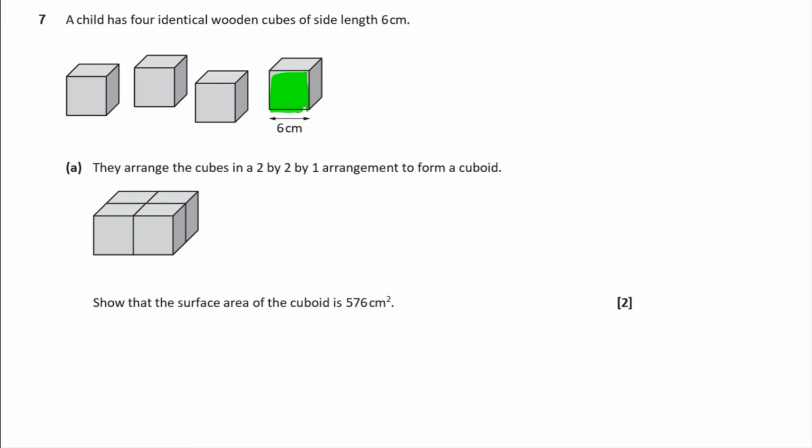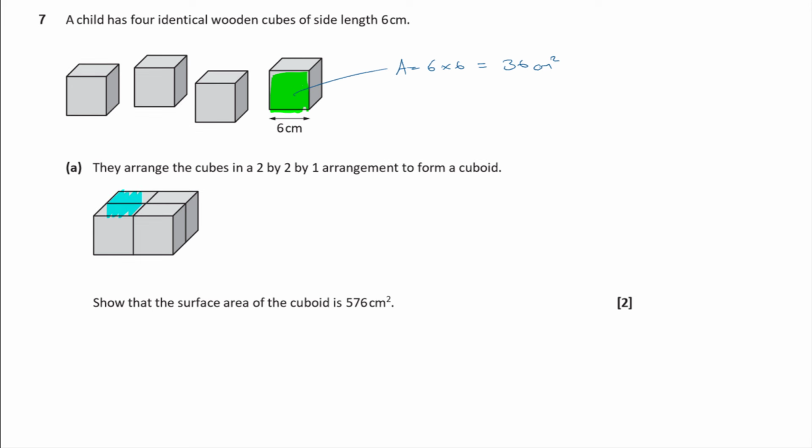This is going to be area of 6 times 6, then, isn't it? Because it's a square. So each face has an area of 36 centimeters squared. So really we just need to work out the number of faces showing on our arrangement and then multiply it through by 36 then, don't we? Okay, so how many do we have?